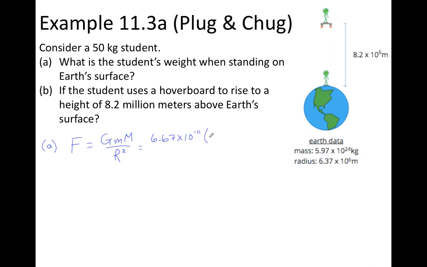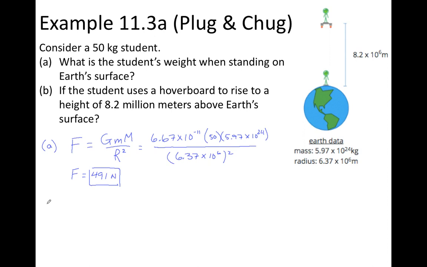The mass of the student is given as 50, and the mass of the Earth is given right here, 5.97 times 10 to the 24th kilograms. And we're going to divide that by the radius of the Earth, which is also given right here, 6.37 million meters. And when we calculate that, we'll get a force of 491 newtons.